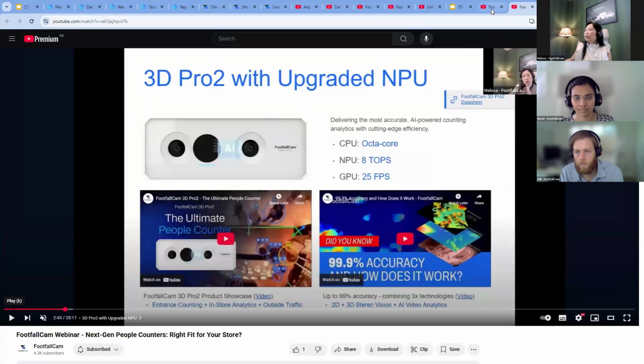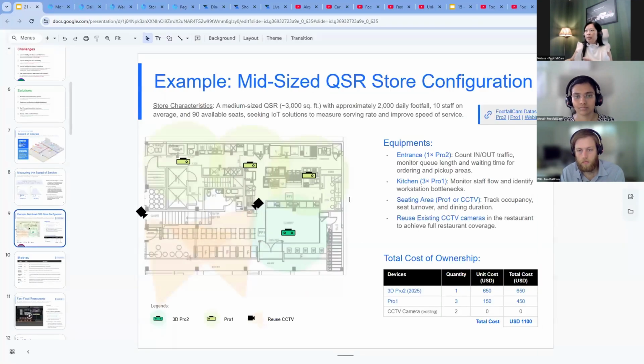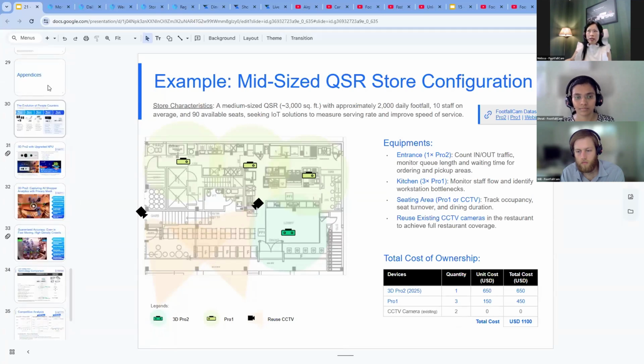We also talk about the device, where it has a very powerful CPU as well as 8 TOPS neural processing units. This is the one that allows AI and analytics in there, and a very powerful GPU as well. This is what allows us to analyze not only the devices there, but also, as we mentioned, your existing CCTV, so we can pull it in. So this is the main one. We have also put it under appendices.